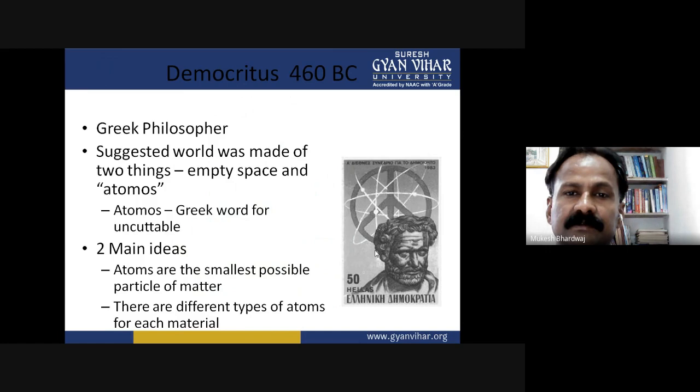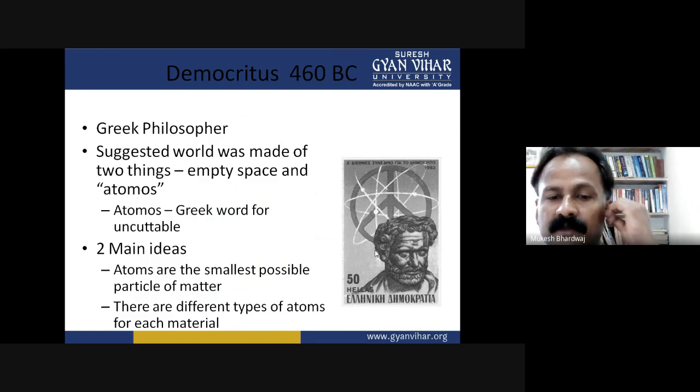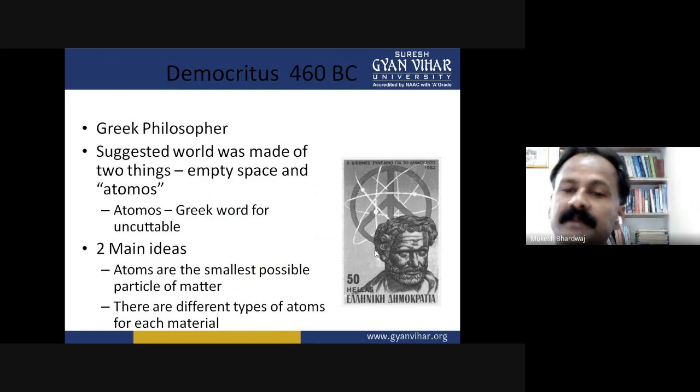Democritus, around 460 BC, a Greek philosopher, suggested the world was made of two things: empty space and atomos. Atomos is the Greek word for uncuttable. Two main ideas: atoms are the smallest possible particle of matter, and there are different types of atoms for each material.